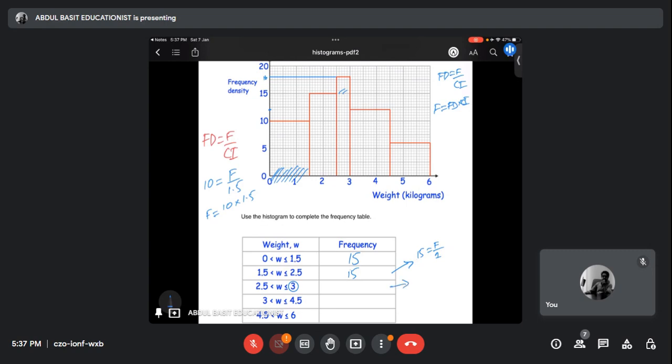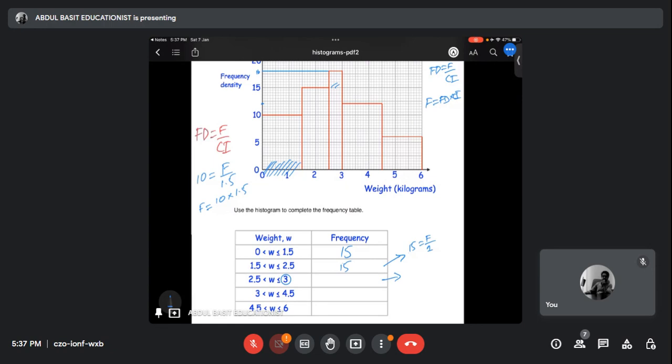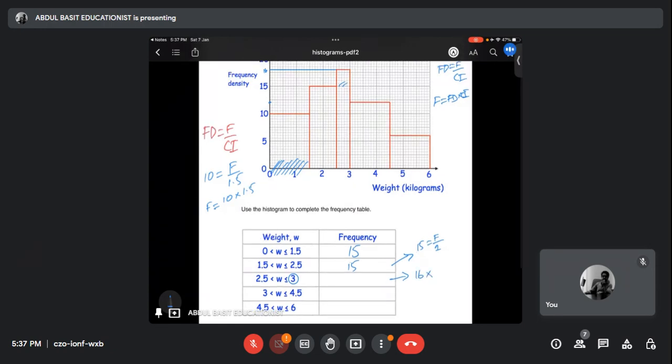Third one, the FD of the third pillar is 16. So 16 multiplied with the class interval 0.5. So 16 multiplied by 0.5 is 8. यहाँ पर गलती हमें मिली थी. Okay. The FD of the fourth pillar is 14, and the class interval of the fourth pillar is 4.5 minus 3, which is 1.5. So 14 multiplied by 1.5 is what? बेटा कैलकुलेटर लेके बैठा करें. 21. नूर एंड हूर कैलकुलेटर है आप लोगों के पास?